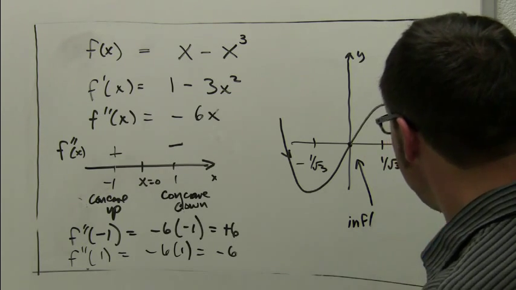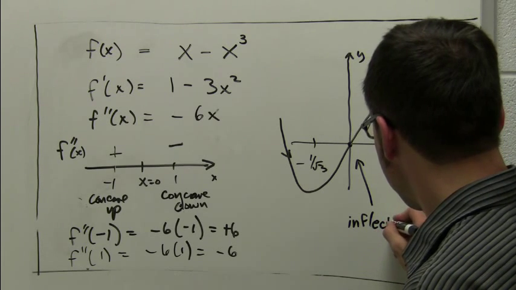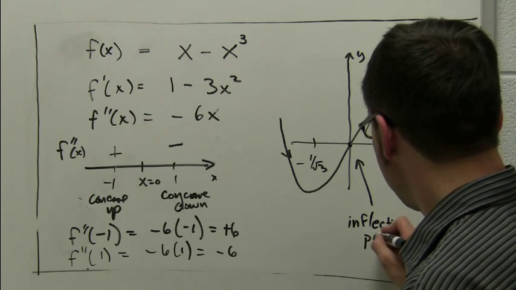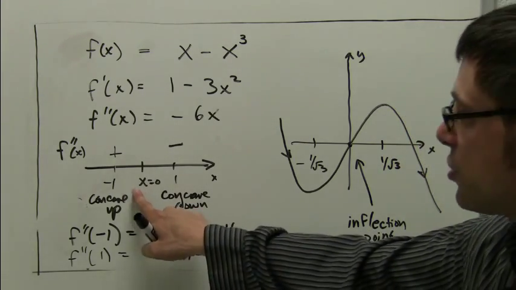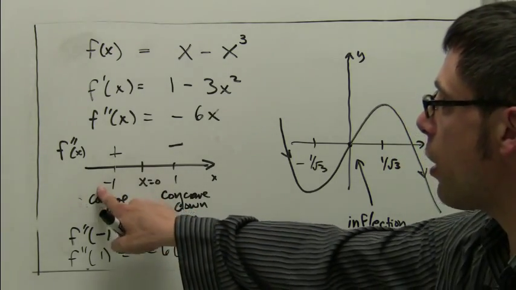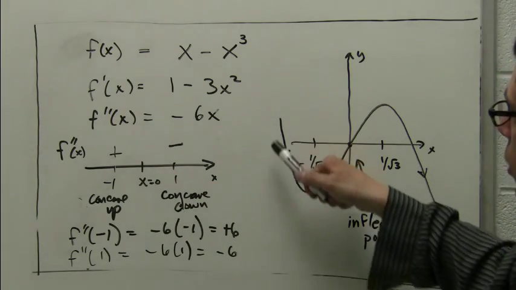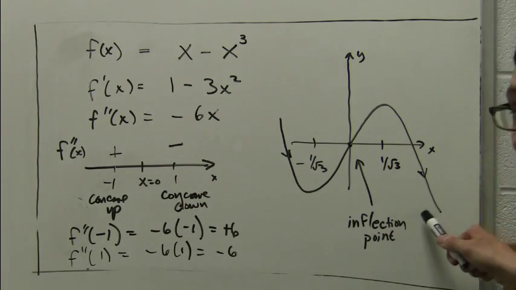Let me write that a little bit nicer. Okay, this is an inflection point. We found out that's the inflection point because it's changing concavity from concave up to concave down. Notice concave up, and then it changes to concave down.